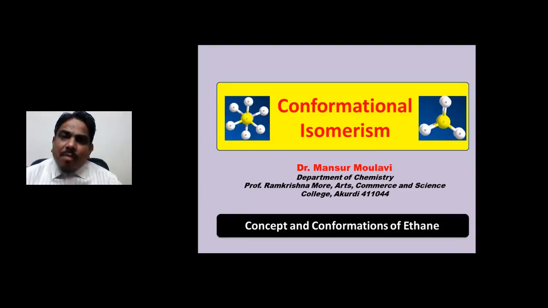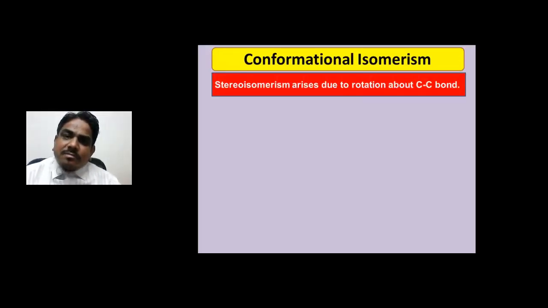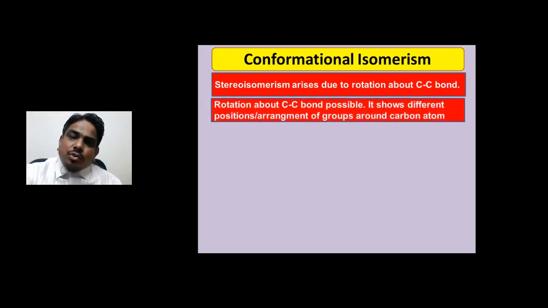Today we will learn about the conformational isomerism concept and the conformation of ethane. Conformation of ethane is the easiest way to understand conformational isomerism. Conformational isomerism is a type of stereoisomerism that arises due to the rotation about the carbon-carbon single bond. That rotation shows the different positions or arrangement of groups around the carbon atom.